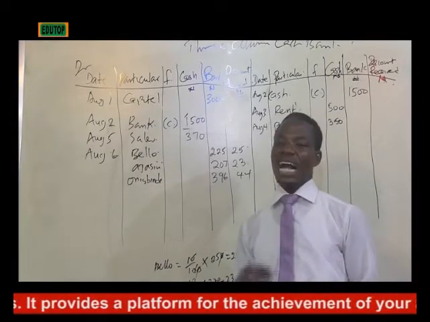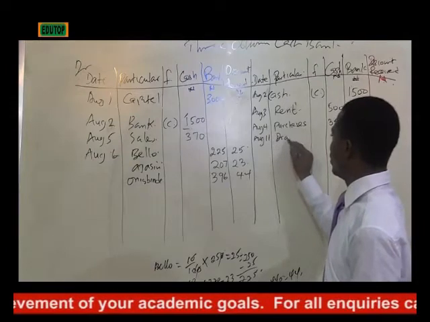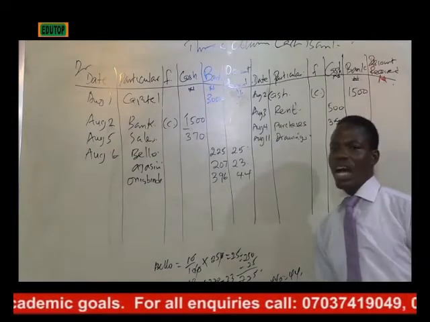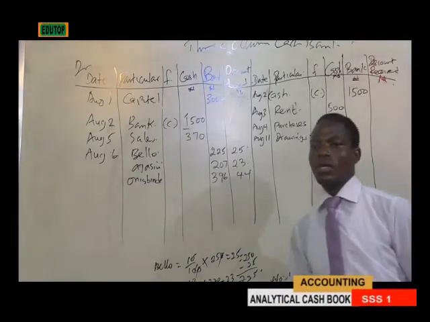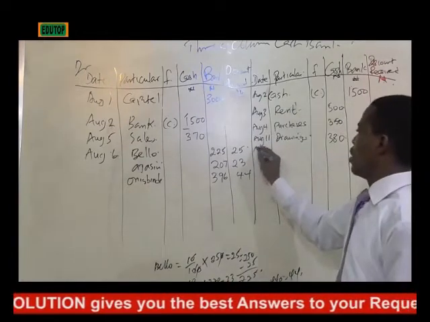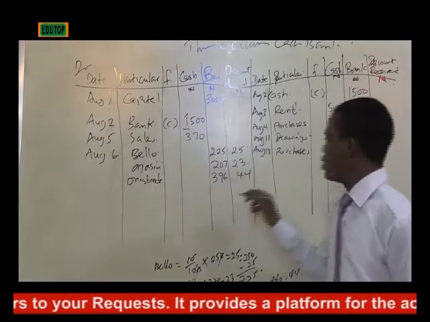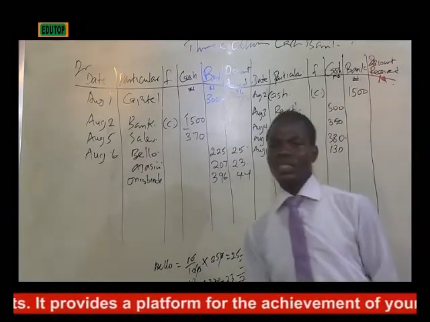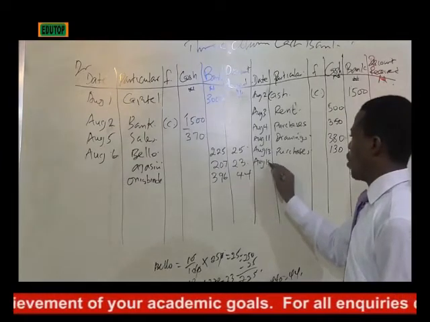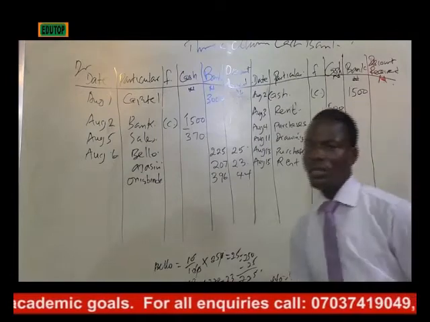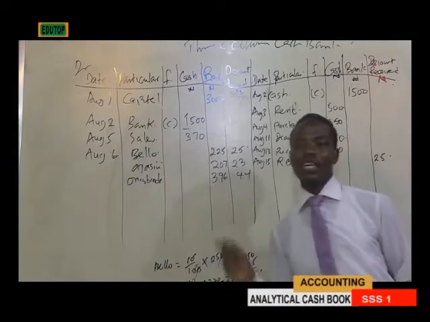Then August 11, cash drawings. August 11, we have drawings, which is through cash of 380. Now August 13, we have cash purchases. August 13, purchases. How much is it? 130. That will be on the cash column. Then August 15, paid rent by check. August 15, we have rent, which is 25 naira. That is 25 naira for that.